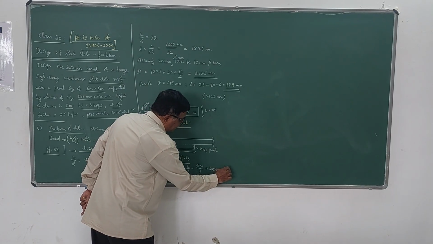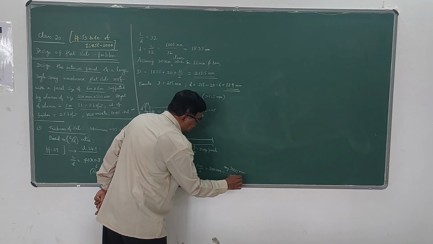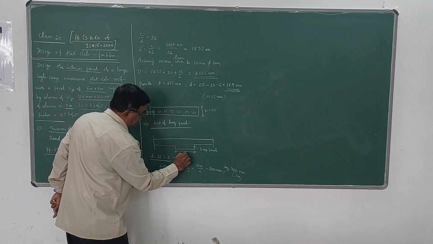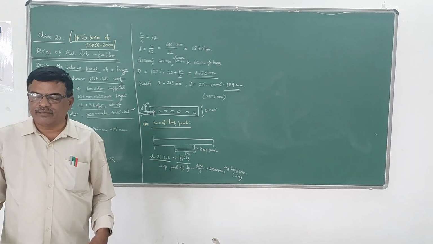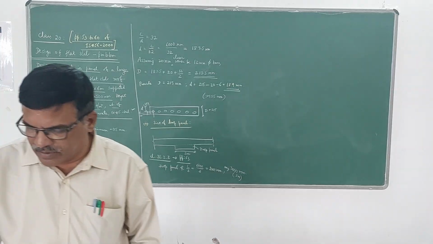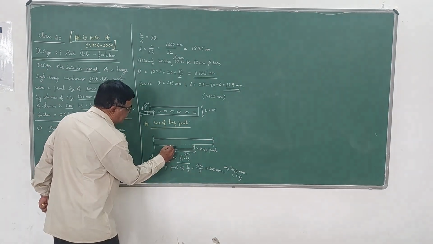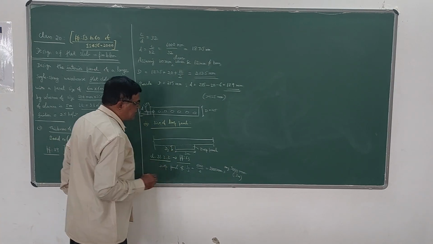Say I will provide 3000. So let us provide 3000 mm, that is a 3 meter drop panel. This is the drop panel, 3 meters. Then the minimum depth of drop panel. This one is the minimum depth of drop panel. I will take it as ds.